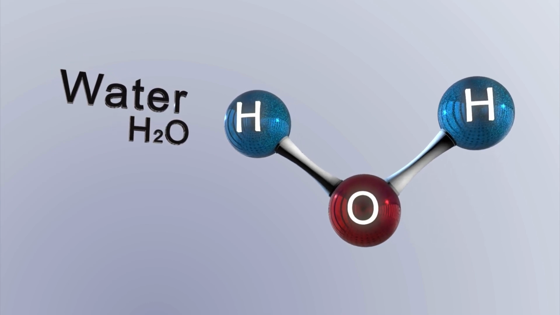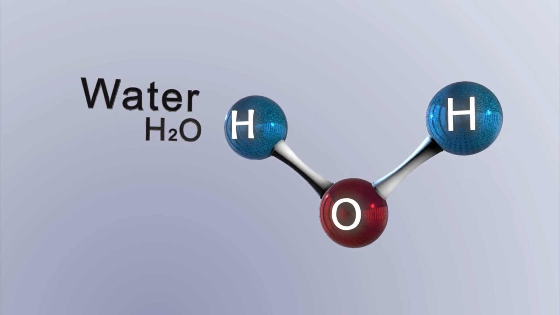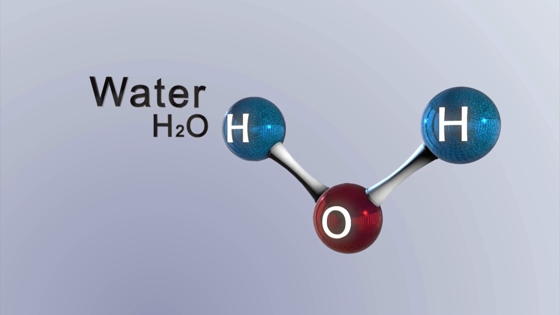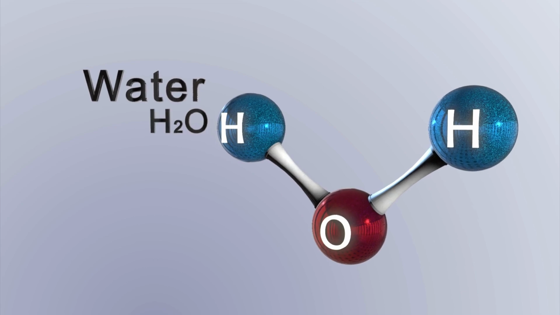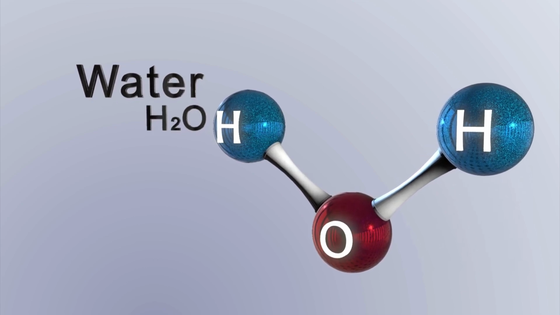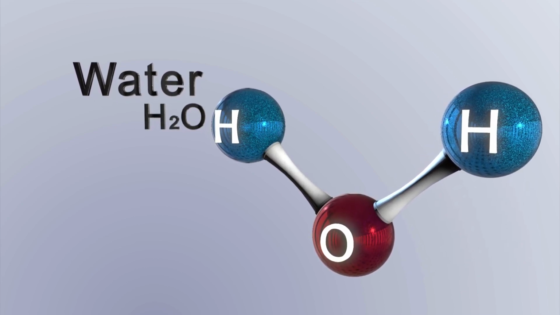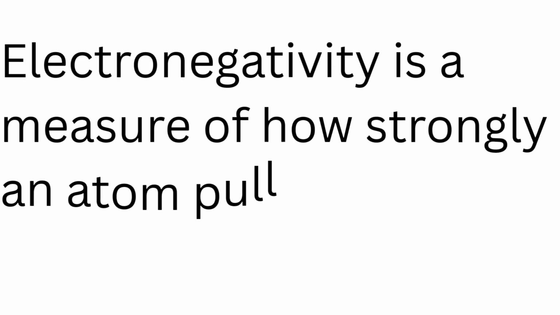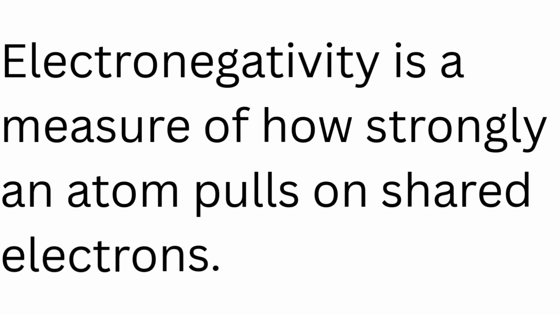Hydrogen and oxygen share electrons to form water. That's a covalent bond. To understand polar and nonpolar bonds, we need one key idea: electronegativity. Electronegativity is a measure of how strongly an atom pulls on shared electrons.